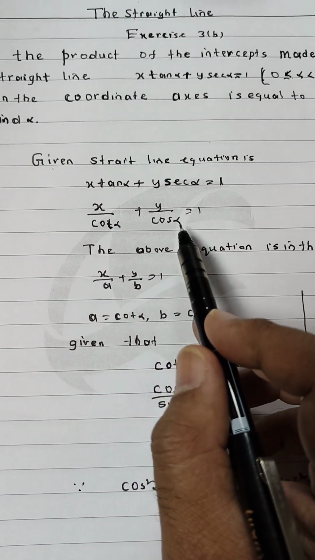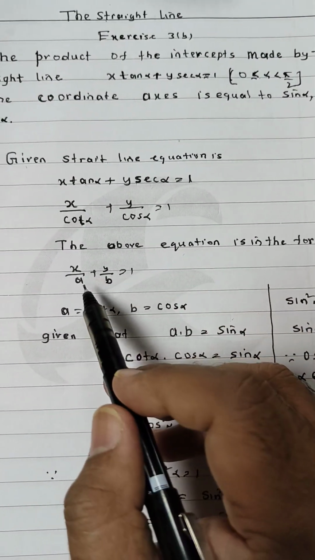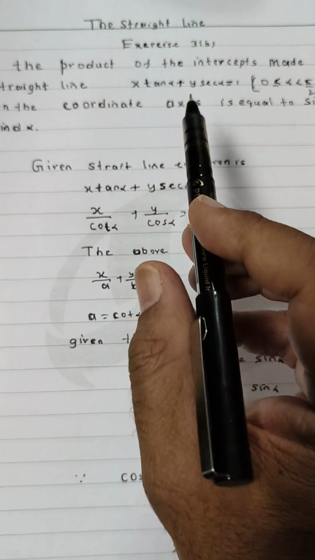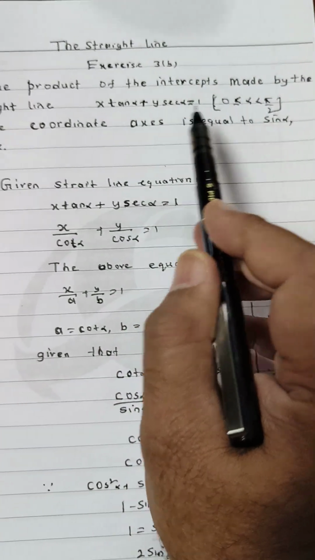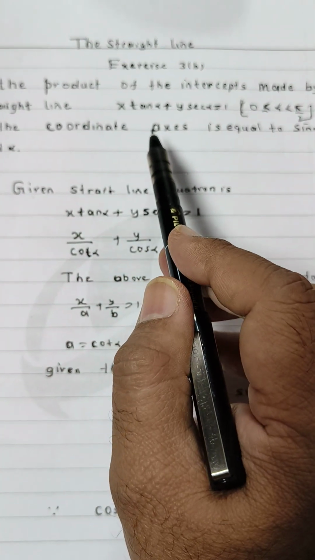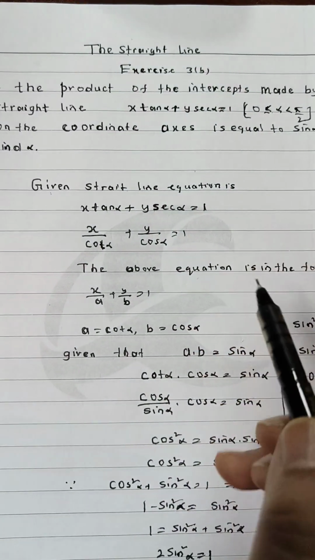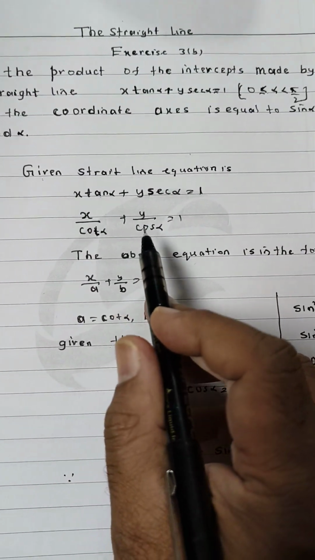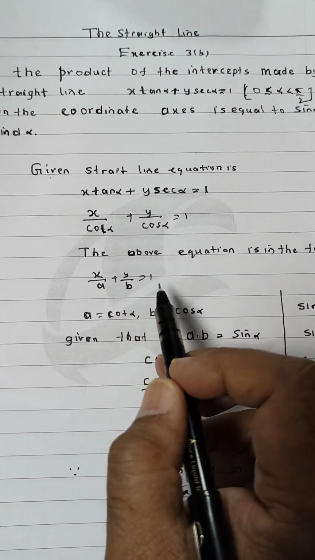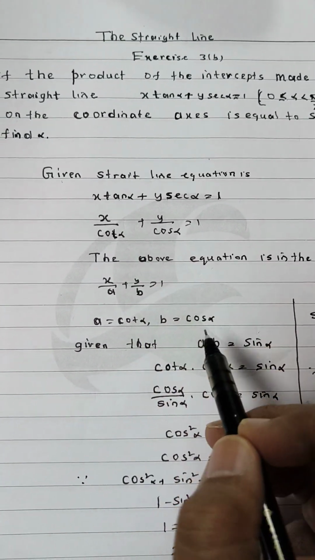Why do we need to write the straight line in this form? Because this equation is in the form of x by a plus y by b is equal to 1. Why is this required? Because in the question it is mentioned very clearly, the product of the intercepts made by the straight line x tan alpha plus y secant alpha is equal to 1. So we need to convert the given straight line into the intercept form x by a plus y by b is equal to 1. Here a stands for cot alpha and b stands for cos alpha.